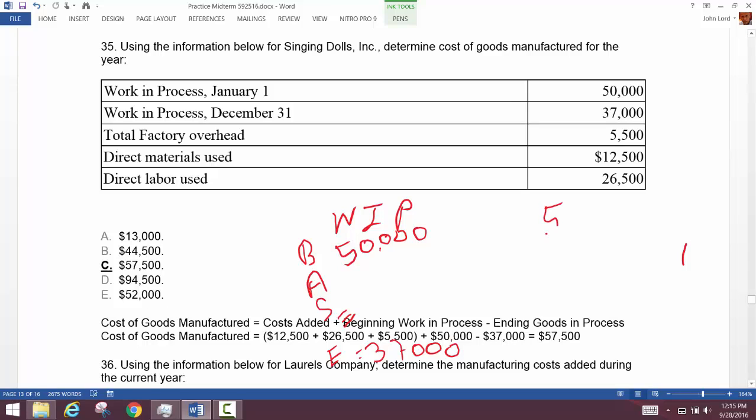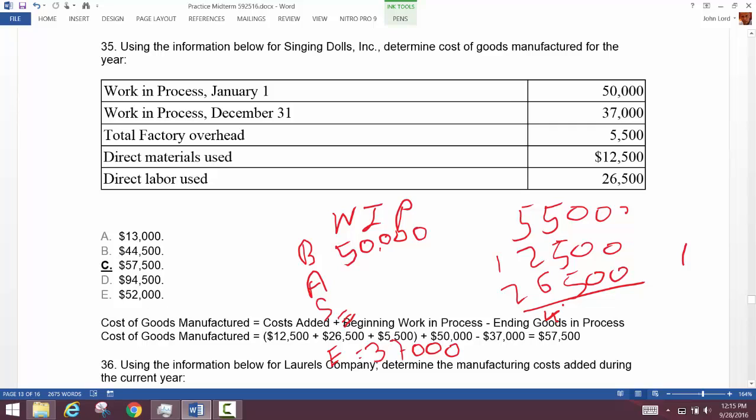5,500. That's the overhead. Good. That's fine. 5,500 plus what? Good. Fine. Plus 26,500. Good. You add those three numbers up. What do we get? 44,500. Okay, 44,500. So we add those to work in progress, don't we? So go ahead and add that, 44,500.